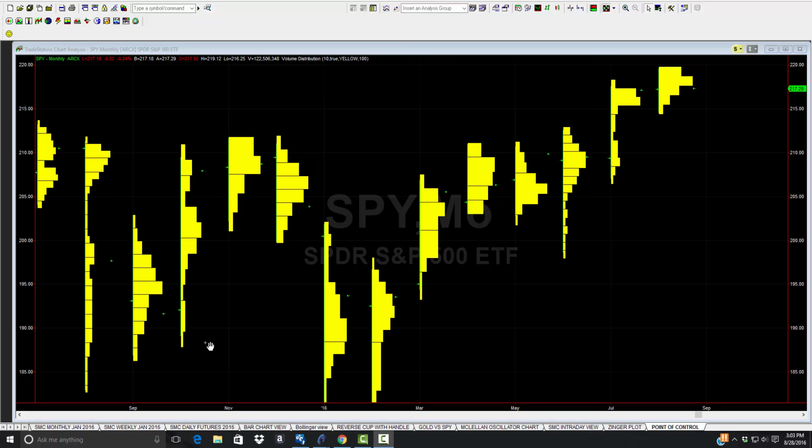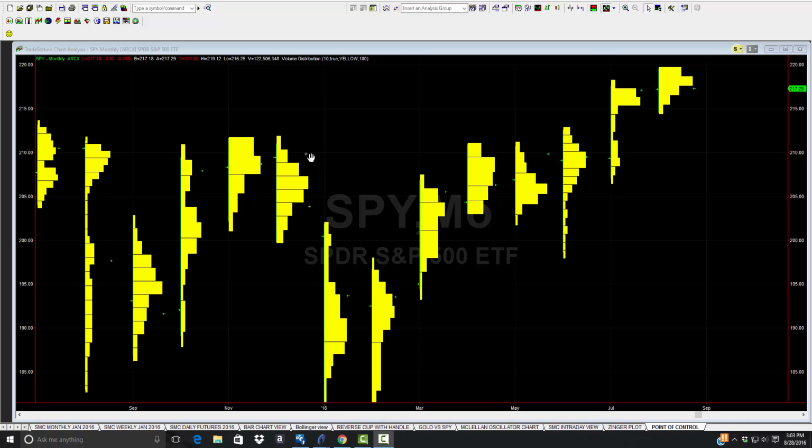But for those of you who are using TradeStation, this is a monthly view of the SPY on an activity chart. What is an activity chart? Well, it's simply showing us the volume at price, based on a minimum of 100 shares, to show us on a monthly basis where the point of control is. And I want to show you how to do this, by the way.